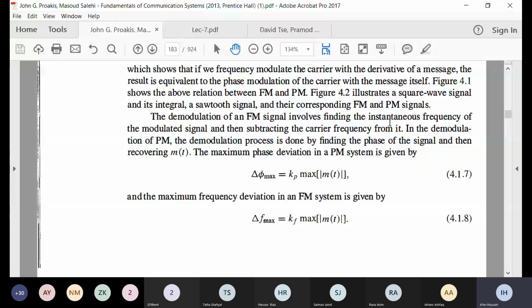So we have the maximum value of the signal times kp. This will give me the maximum deviation, because phase modulation was kp into m(t). So the maximum will be the maximum of m(t) into kp. This will give the maximum phase deviation.